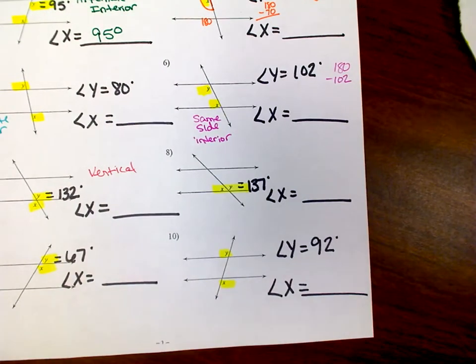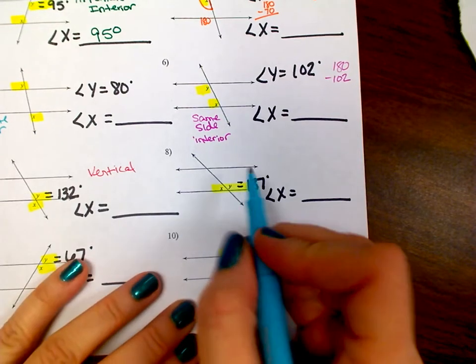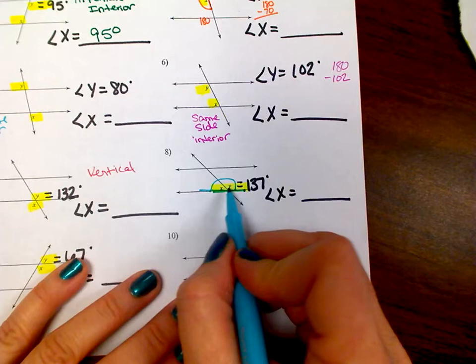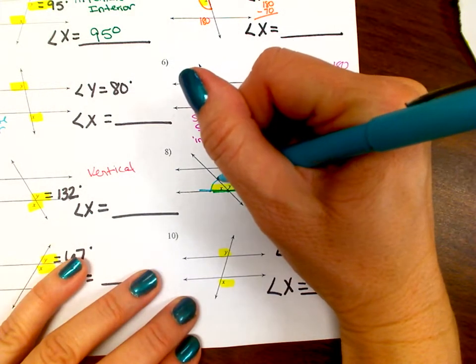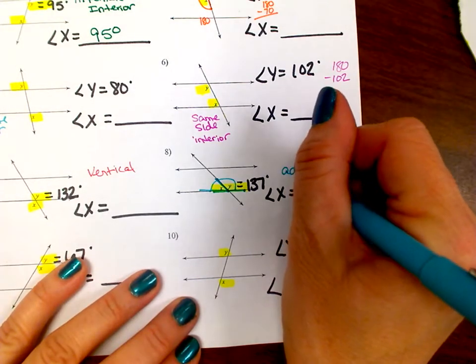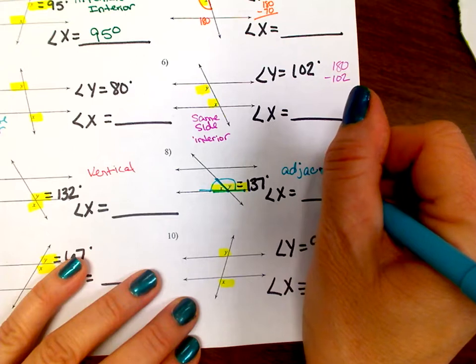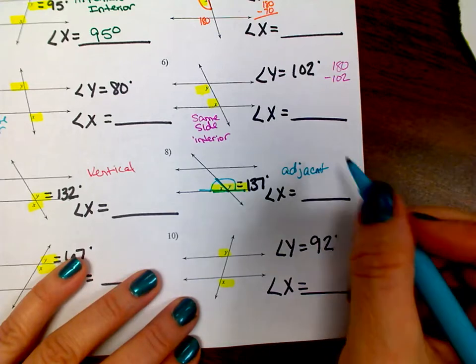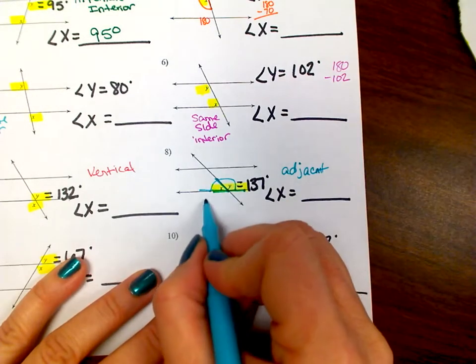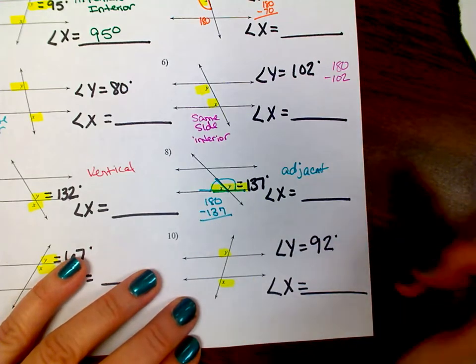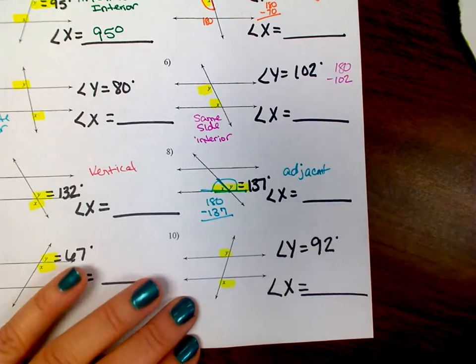Number 8. If I look at my highlighted angles, they make up a straight line. They have the same vertex and a side. So they are adjacent. So again, it makes up 180 degrees. And you should get 43 degrees.